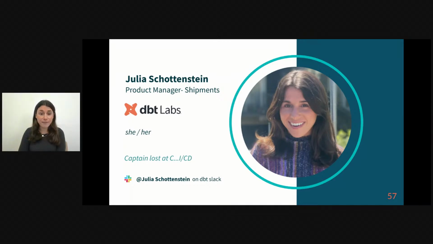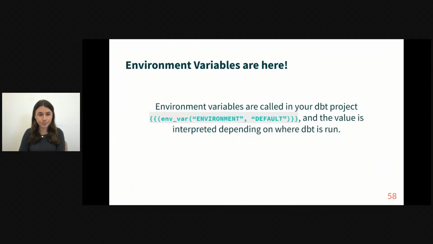We're planning on bringing environment variables to Cloud. So I'm excited to share with you all today the basics of environment variables, why you should care, and a few motivating examples on how to use them in your dbt Cloud projects. Environment variables are like a more powerful cousin of variables. You can set them in your dbt project using the Jinja env_var function, which takes a key and an optional default value. The environment variable is then interpreted depending on where dbt is run.